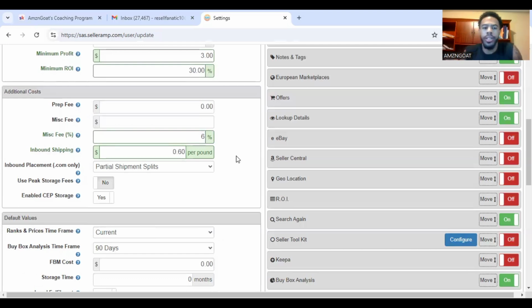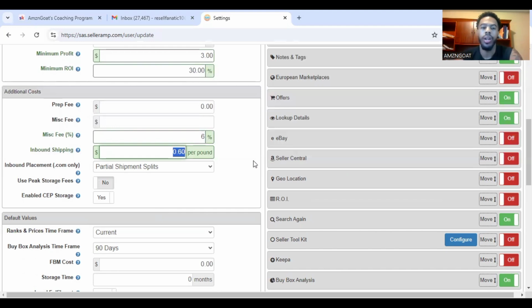I always recommend and tell my mentees, go through the FBA shipment process. If you have enough products that you want to FBA, go through that process and get to the last part of the shipment process. See how much it's going to cost to ship the products to the warehouses, and divide that number by how many pounds you send. Once you get that number and the price per pound, go back into Seller Amp, update your inbound shipping cost, and then look at the profit on the products that you plan on sending once it's updated, right?